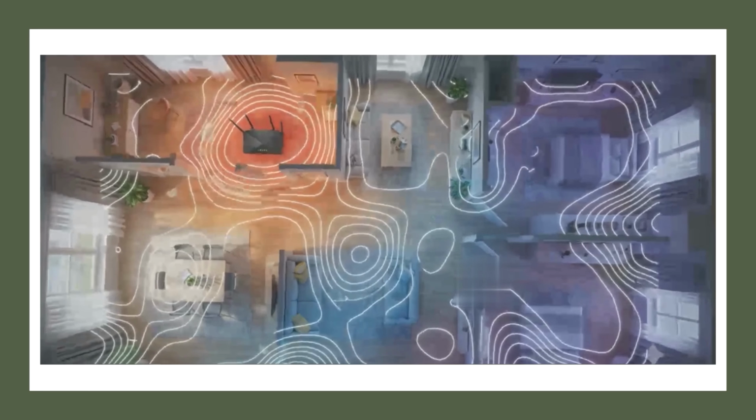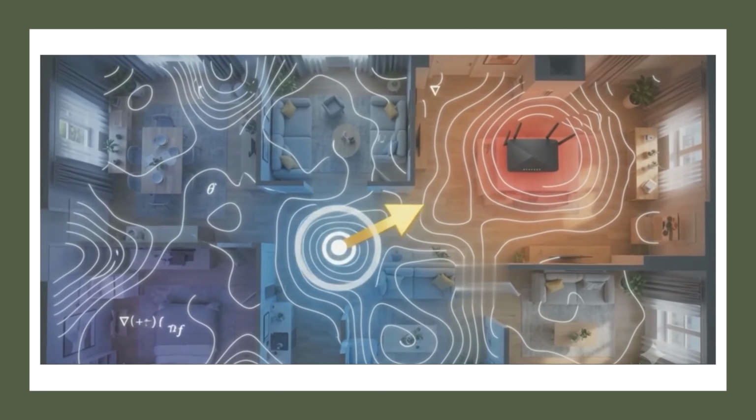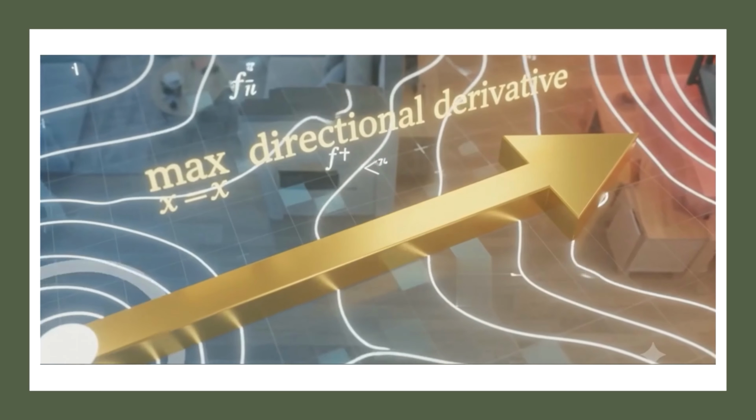The big idea is simple. Gradient ascent turns local measurements into a direction, and that direction points toward stronger Wi-Fi.